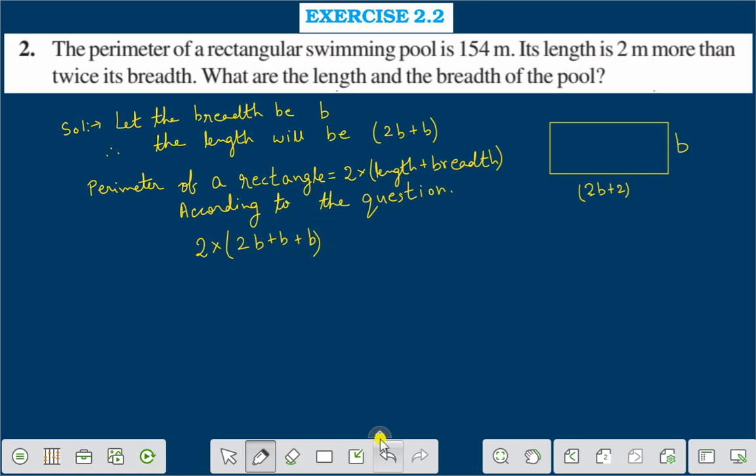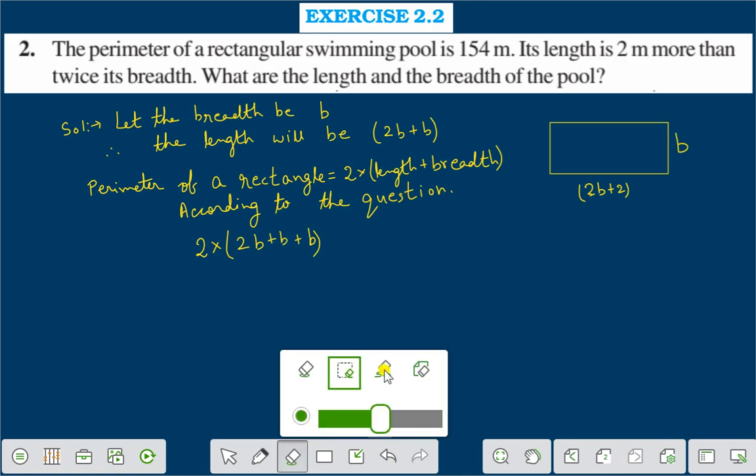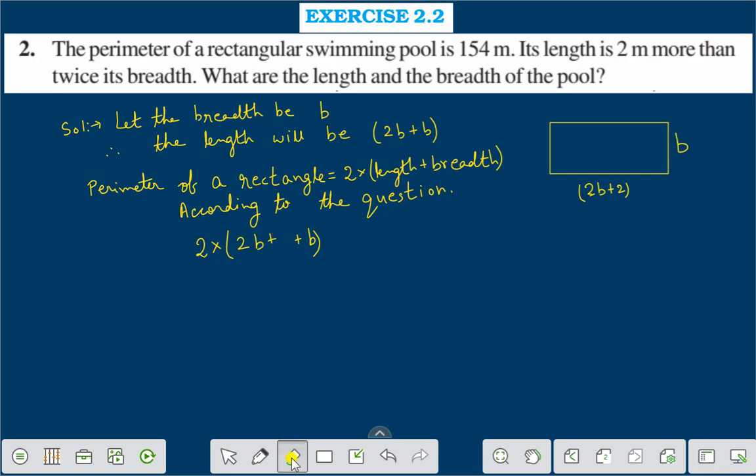Length is 2b plus 2, not b, but it is 2b plus 2. Here you see that the length is 2b plus 2 and breadth is b. Therefore, this is length plus breadth is equal to, perimeter is given as 154 meter, 154. Now divide this both sides by 2.